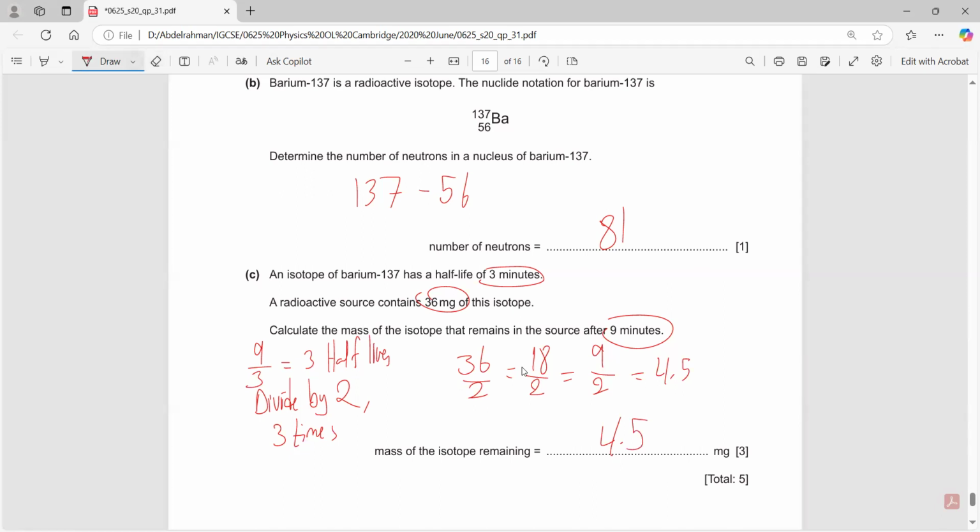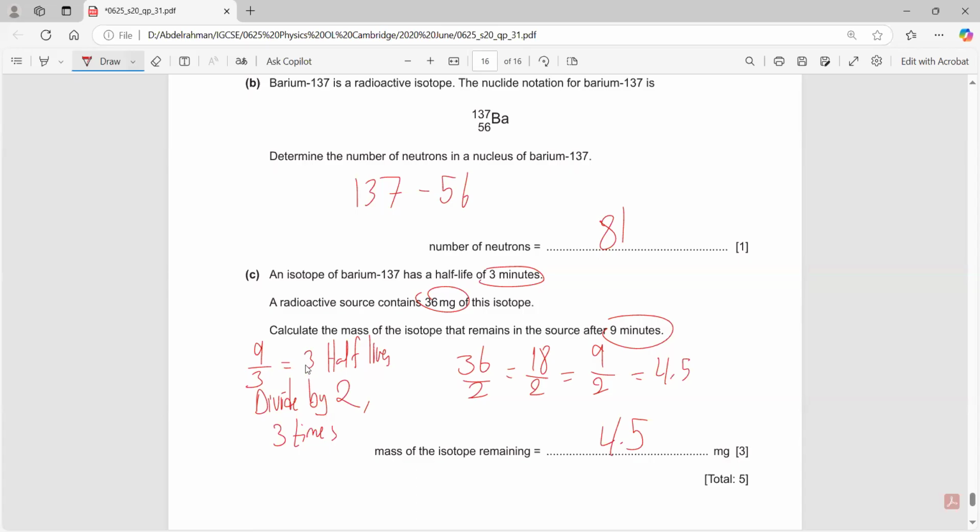What did I do? I divided by 2, three times. Why? Because in 9 minutes you have 3 half-lives, each of 3 minutes. Where does this mass go? It is transformed into other elements. I'm asking about the mass of barium 137. How much barium 137 is remaining after 9 minutes? The remaining mass isn't destroyed. It's transformed into other elements, or it could be transferred into some other energy.